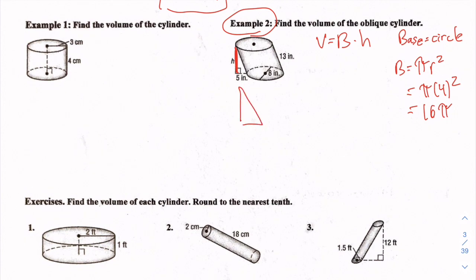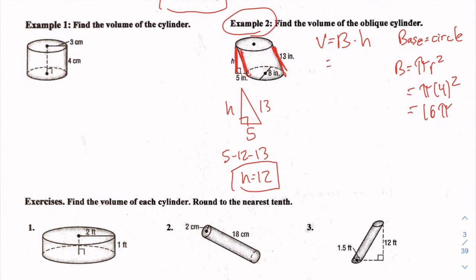All right, it's a Pythagorean theorem. 5, 13. This is the slant here, which is 13. And to find my h, you can use Pythagorean theorem. It is a 5, 12, 13 triangle though. Right, 5, 12, 13, your Pythagorean triples. So really your h is just 12. Okay, a little shortcut there. And plugging that in, base area is 16 pi times 12, which will get me 192 pi inches cubed. Okay, that is my final answer.